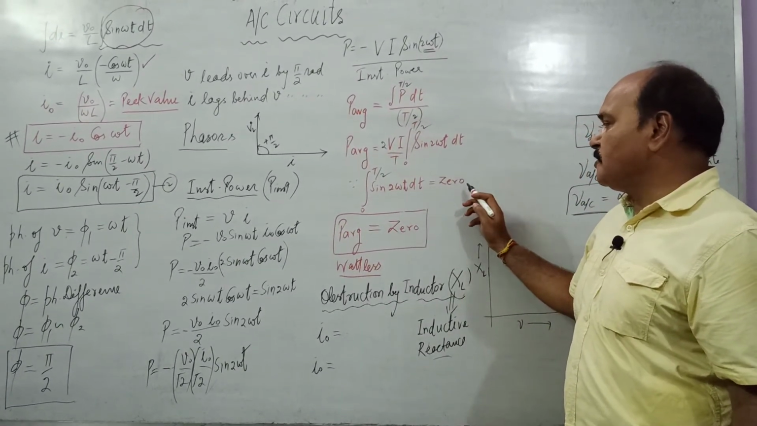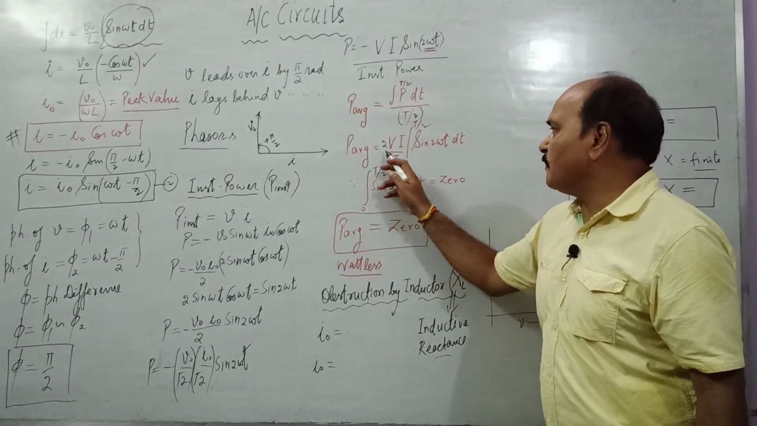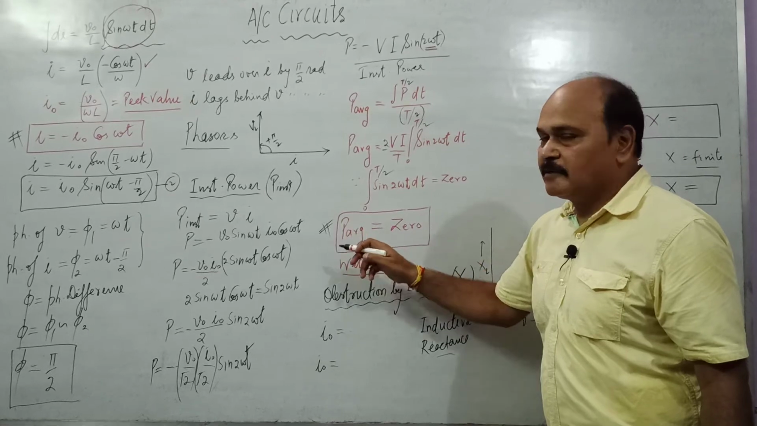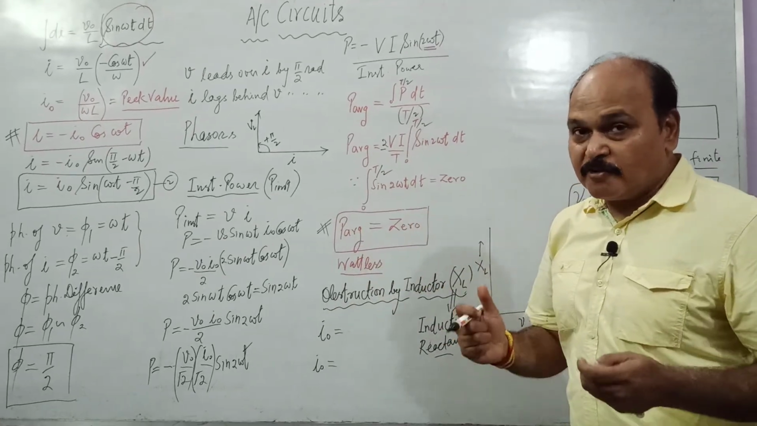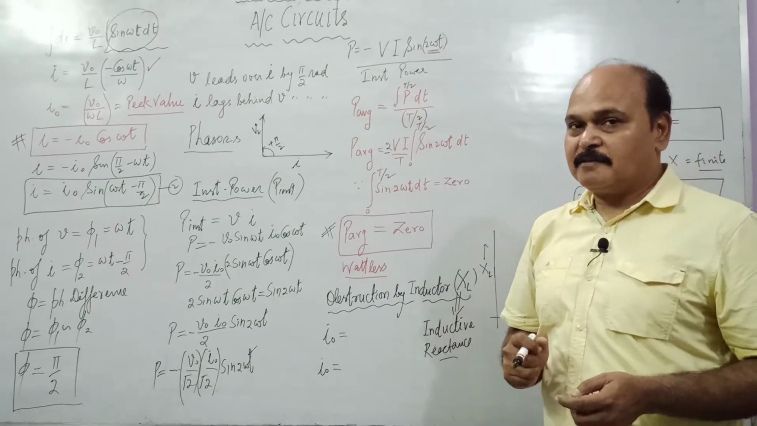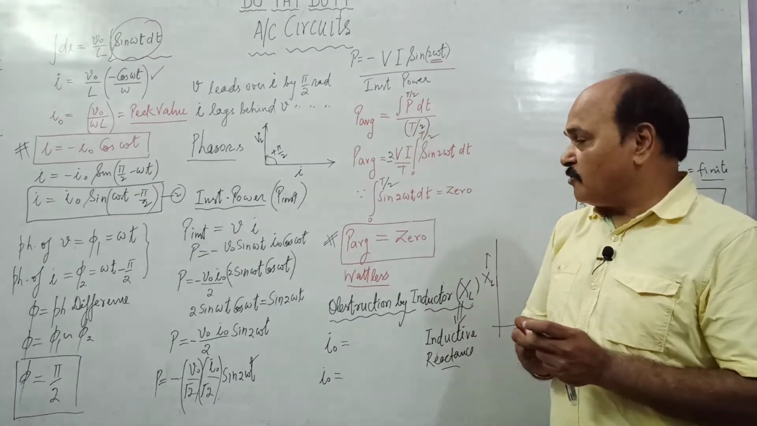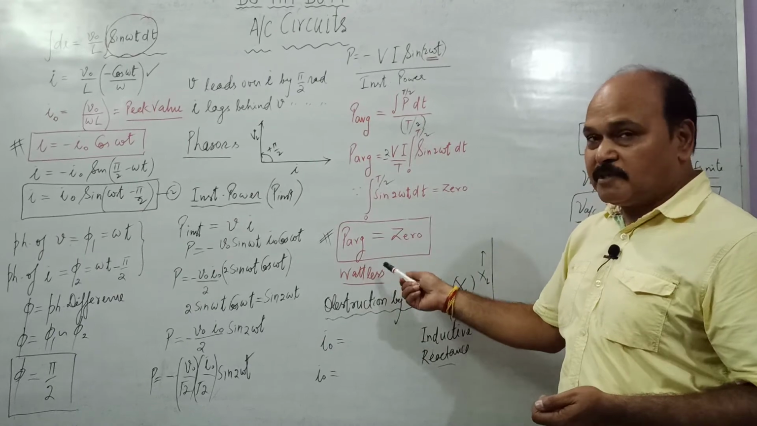When it comes out to be 0, what is average power? Yes, average power is going to be 0. So this is again something very, very revolutionary about inductor. The result is exactly same as we have discussed in case of capacitor. So across inductor, average power consumption is 0.